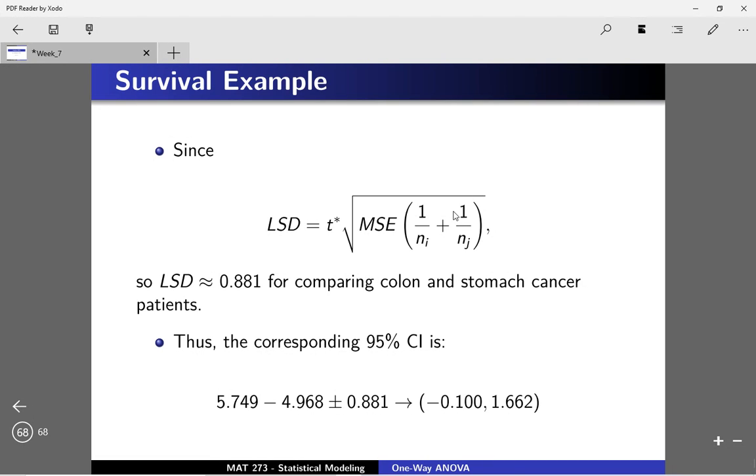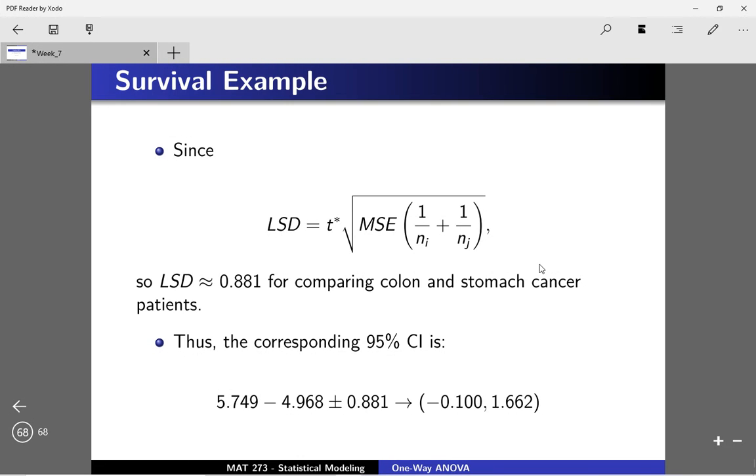Okay, so the 95% confidence interval for the difference in the average log survival time between the two groups gives us this. We have a negative value and a positive value, so 0 is included in our interval. So we want to think about what that means. Since 0 is included in our interval, we cannot conclude, we do not have evidence, that there's a difference in the log survival between the two groups. That's what that means.